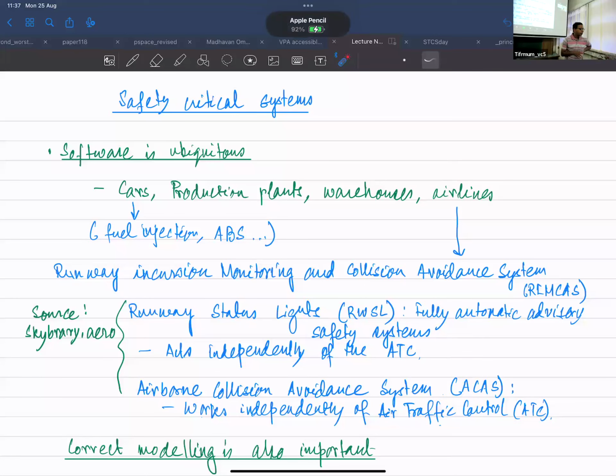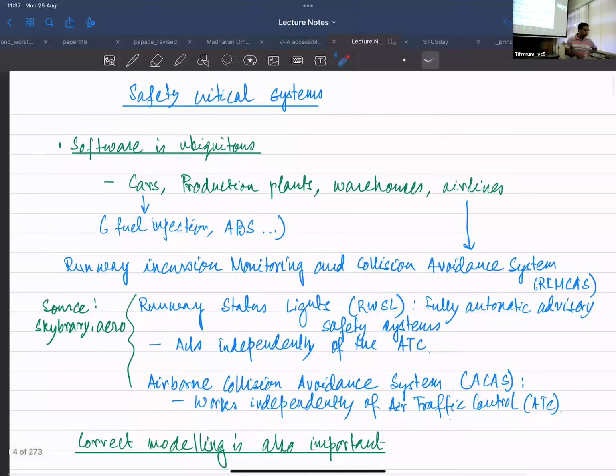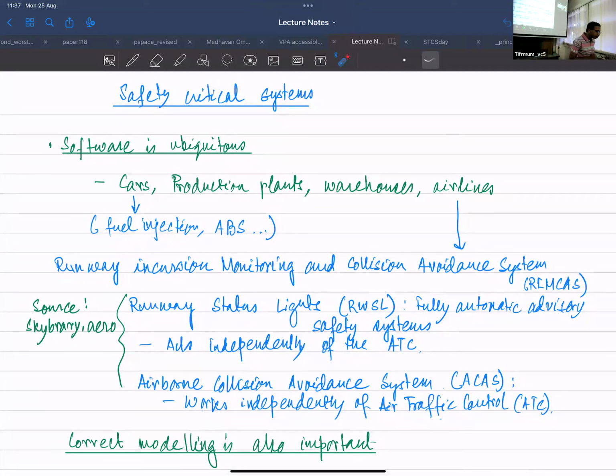So now this will be very much useful in safety critical systems. You can get to see all these softwares, for example, in cars, production plants, warehouses, airlines, and some of the things where this formal verification is widely used.